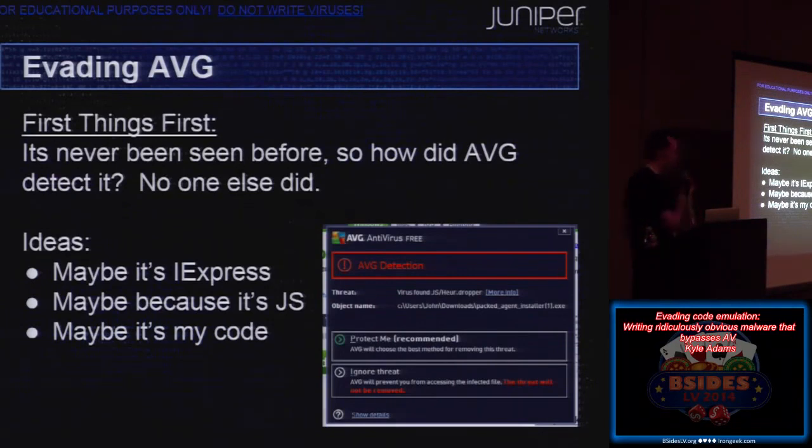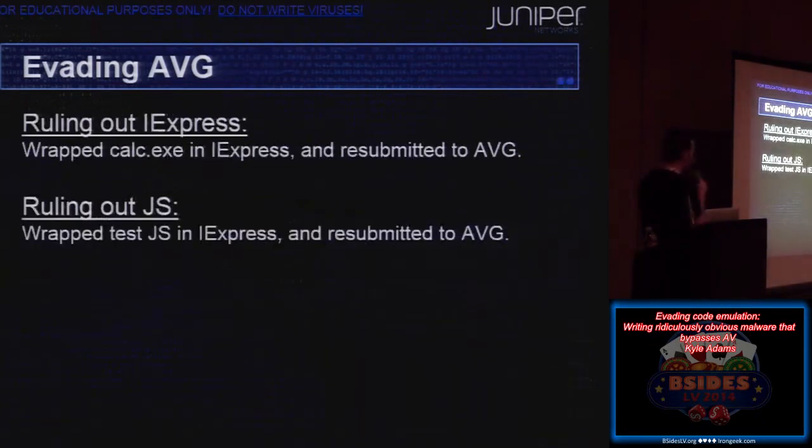Now keep in mind, this is exactly the type of thing the malware authors in the wild are actually doing. They run into the same problem. They test their viruses on AV. They'll see which ones catch it, and then they've got to go through this process in order to figure out why it's catching it. So ruling out JS.